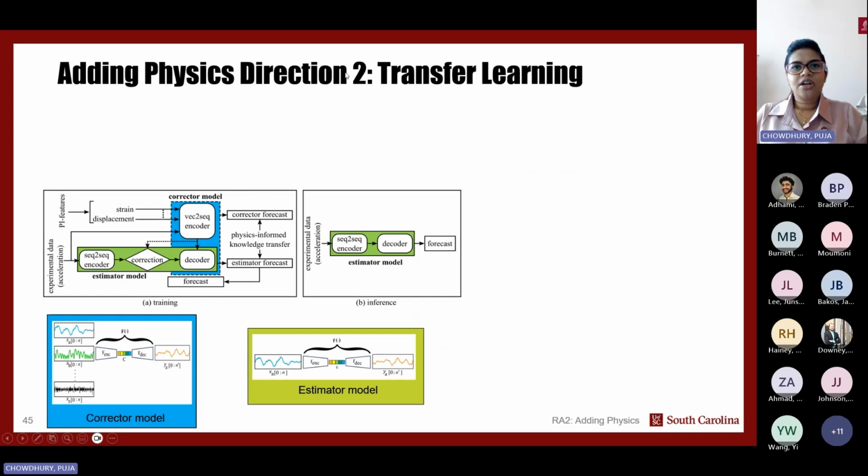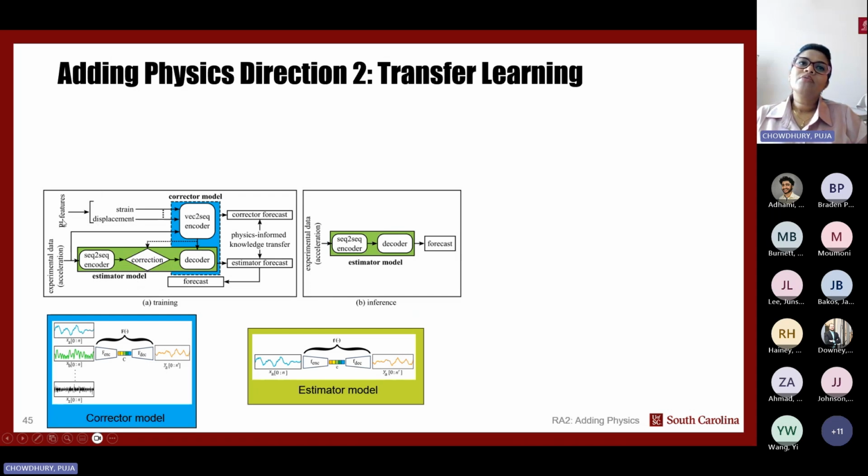So with this transfer learning, we can see the detailed flowchart of this Pimento model, the training phase. Here are two models. We consider the corrector model, which is like the teacher model, the assistive model. It is an encoder and decoder based model. The simple, student-like model is the estimator model here.